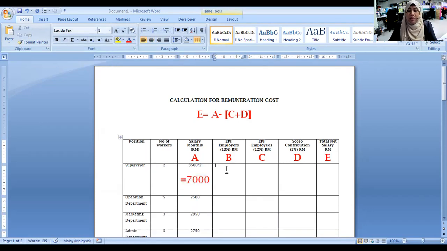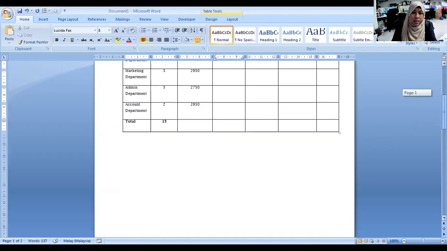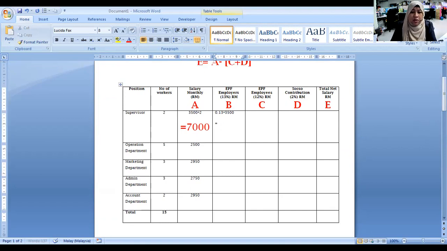Okay. And 13 means 13%, right? Times with 3,500, equals to how much do you get? If you ask me how you get 13 here, it is 13%, and 3,500 is from here. Let's say you get 455 for 1%. So you will times with 2 and then you will get 910. Okay, 910 is for both because you have 2.